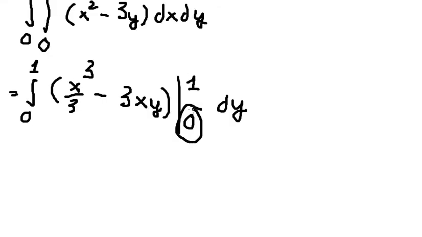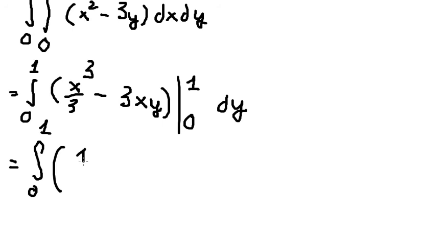About the bottom, if we put 0 in here, you get 0. So we just have only the top. If I put 1 going here, we have 1 over 3. If I put 1 in here, you will have 3y.